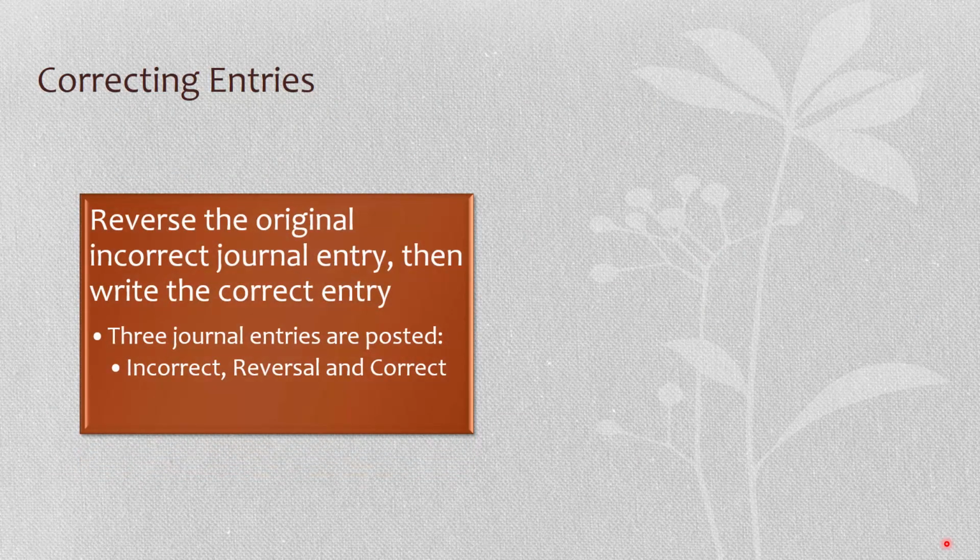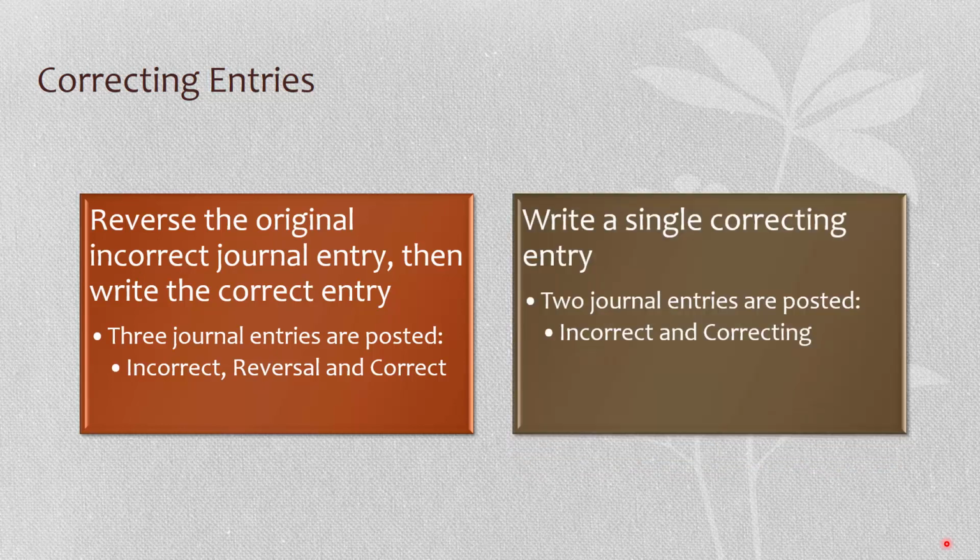So now we've gone through the two methods of correcting entries, the reverse and then the correct, where you end up having three journal entries, the incorrect original entry, the reversal entry, and the correct entry. And then the second method, which was writing a single correcting entry, where you end up with two journal entries, the original incorrect and then the correcting, which together equal what they should have done in the first place.